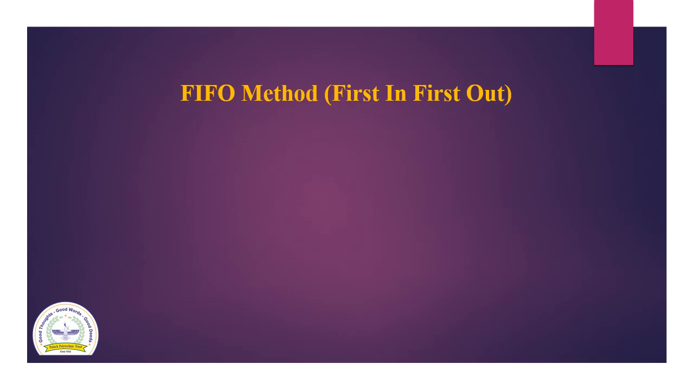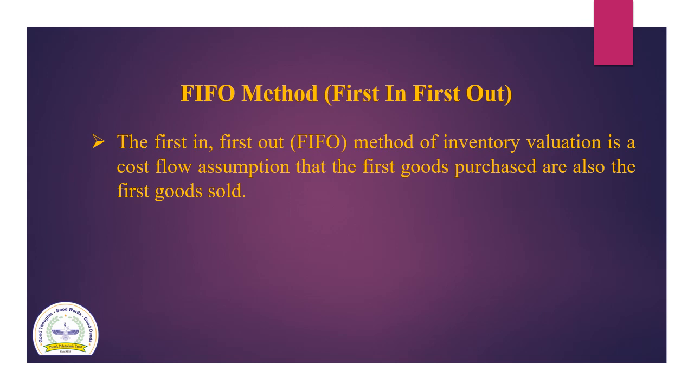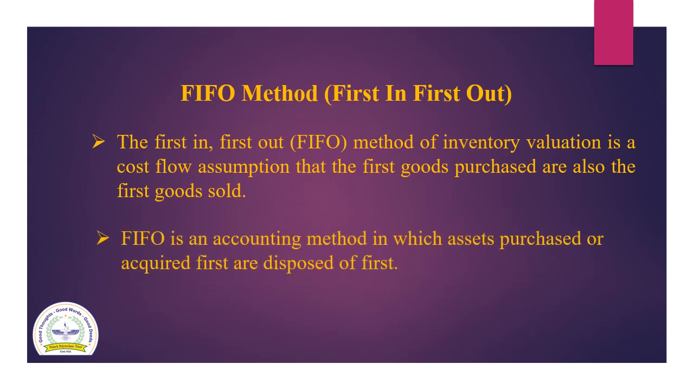Moving ahead, let's see what the FIFO method is. The first in first out method of inventory valuation is a cost flow assumption that the first goods purchased are also the first goods sold. FIFO is an accounting method in which assets purchased or acquired first are disposed of first, which means stocks are traced and older stocks are consumed first and new stocks will be consumed later.